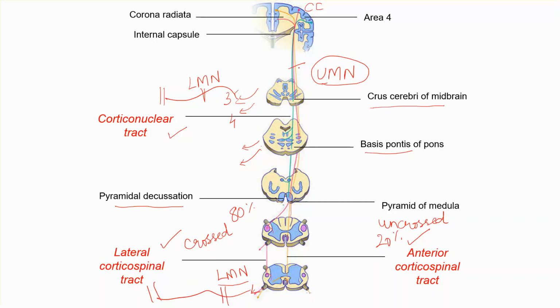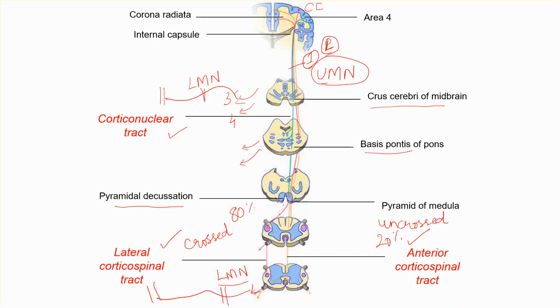If the lesion is at this level, let us say this is the lesion, before the crossing or the decussation of the fibers, then the affected side will be opposite, the contralateral side. So if this is the left side and there is a lesion on the left, the effect will be on the contralateral side if it is before the level of the decussation.